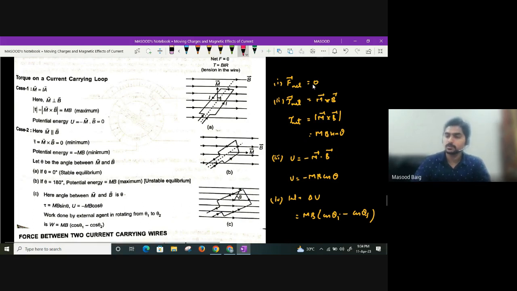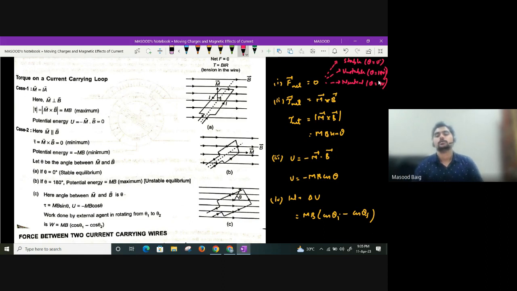Now, why is net force 0? Always remember, whenever a current carrying loop is placed in a uniform magnetic field, net force will always be 0. Net torque may be 0, may not be 0. So because net force is 0, how many types of equilibrium are we going to have, beta? 3 types of equilibrium. What are these? Stable equilibrium. Here theta value should be 0 degrees. Then you have unstable equilibrium. What is the theta value, beta? 180 degrees. And you are going to have neutral equilibrium. What is the theta value, beta? 90 degrees.